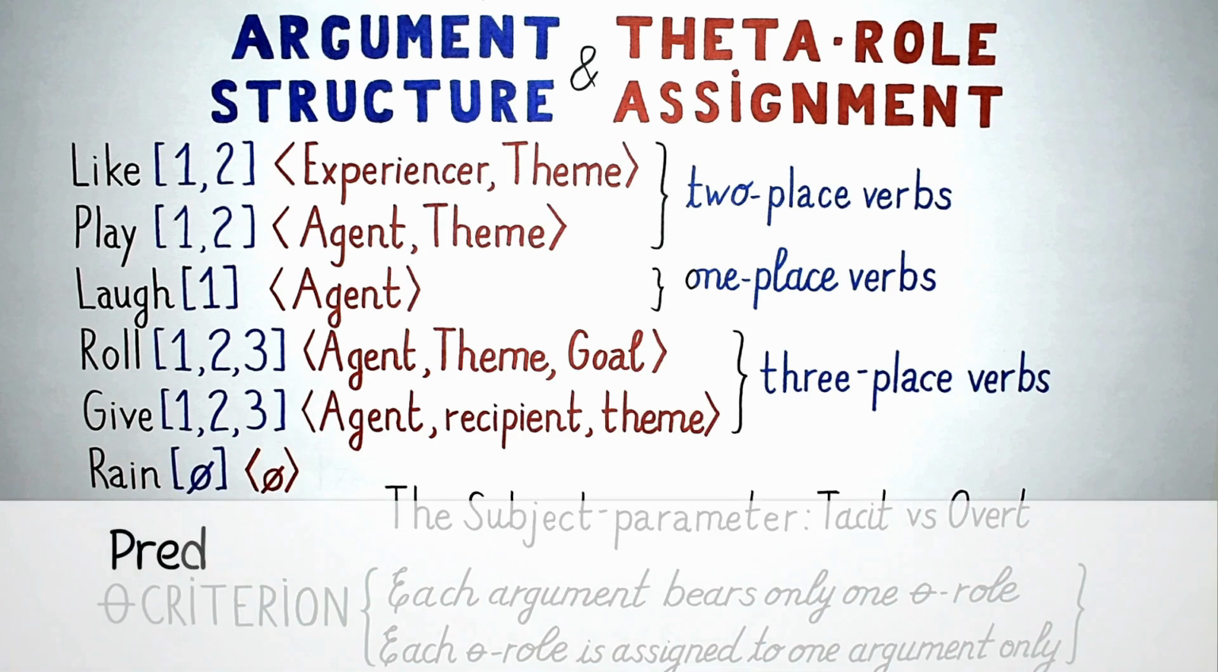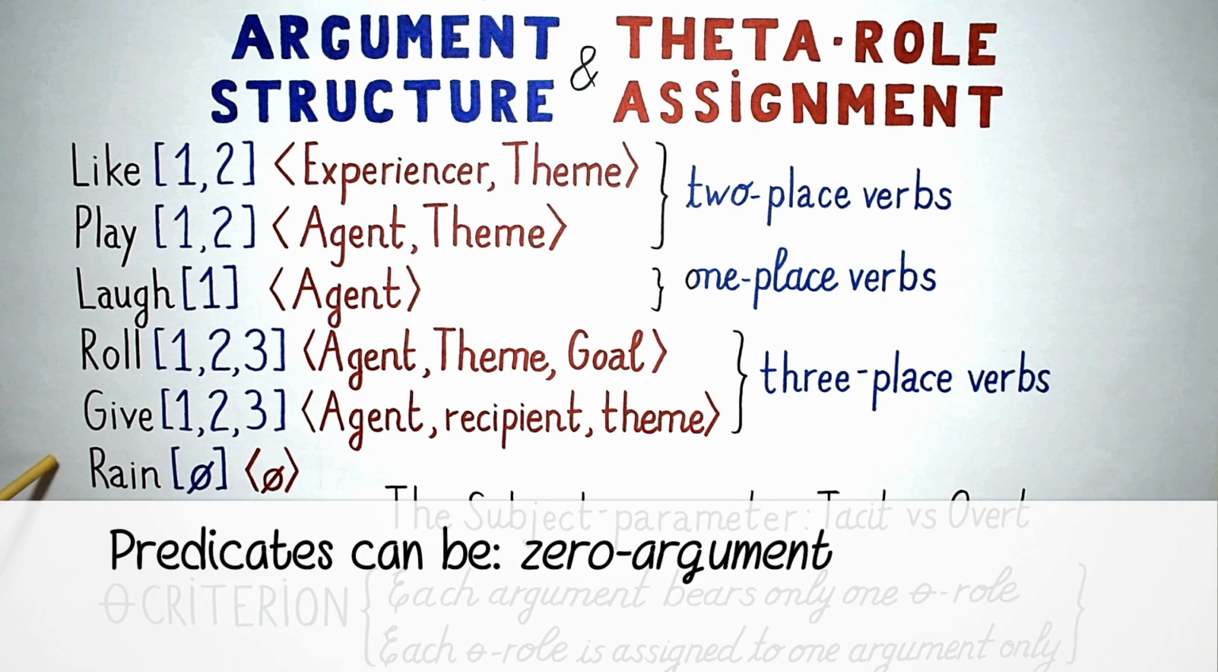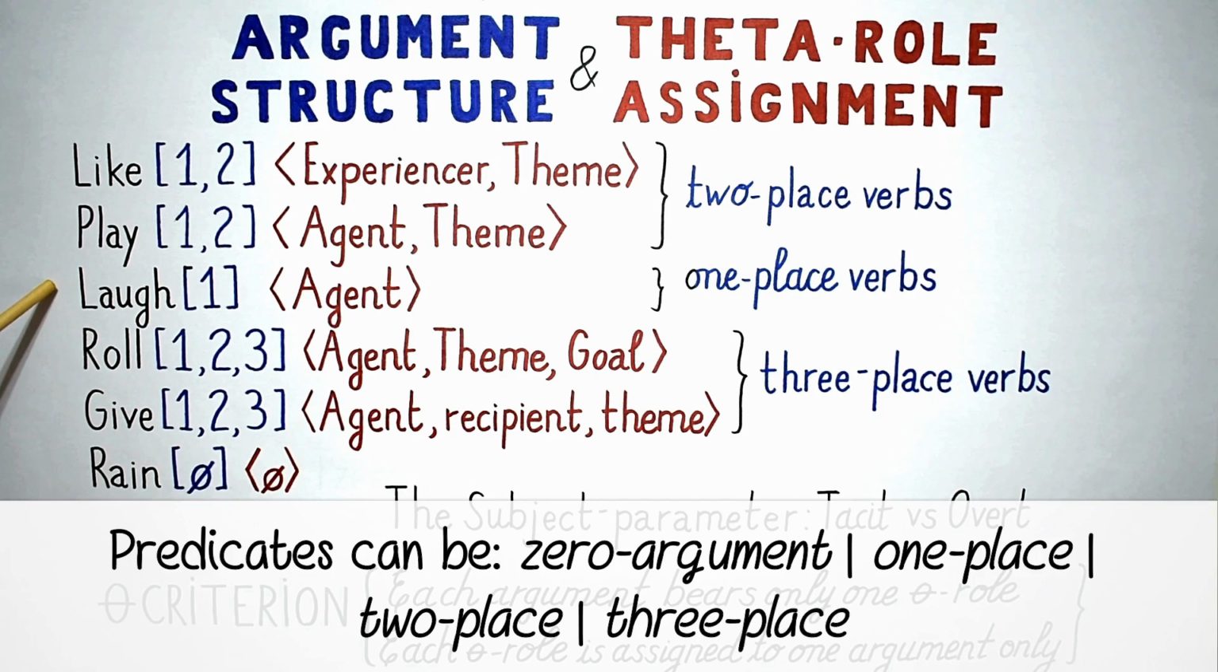So let us review the number of arguments that predicates can have. Number 1, 0 arguments: it's raining. Number 2, 1 argument: she laughed, she shuffled, she walked. These are all one place predicates. 2 place predicates: I like tennis, I play tennis, I detest her, I can't see that. Again, 2 arguments for 1 predicate.